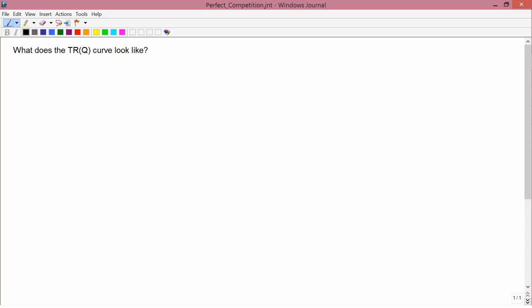Next, I want to ask more precisely, what does the total revenue curve look like? So total revenue is the marginal quantity. What does it look like? We already established that at Q equals 0, total revenue is equal to 0. I may have said before that whenever Q goes up, total revenue goes up. Whenever you sell more, you get more money from your customers. That's actually not necessarily true.